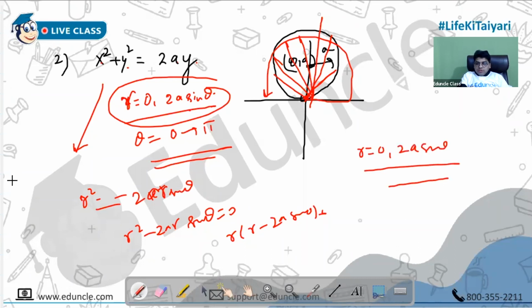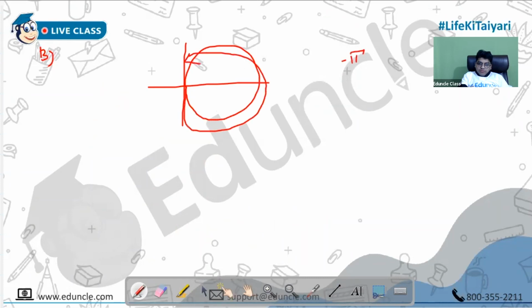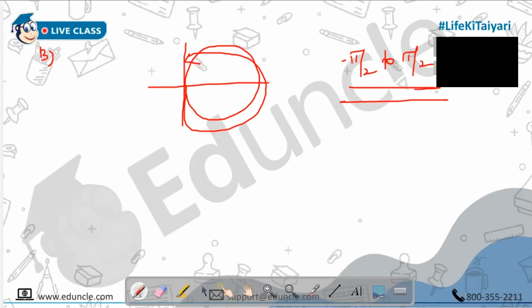This is also clear. And the third one is also clear, I think. In this case, theta is equal to 0 to, so not minus pi by 2, so plus pi by 2. Anybody want to say anything? Yes, sir, clear. Okay, does anyone else have any doubt?